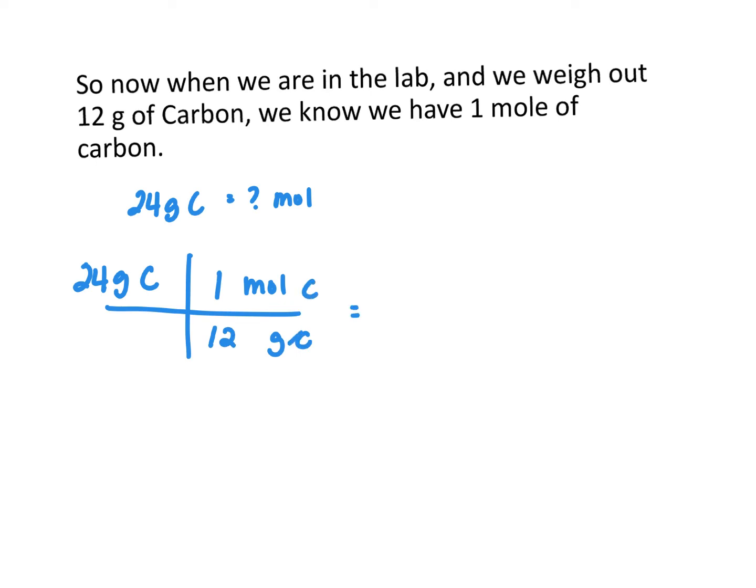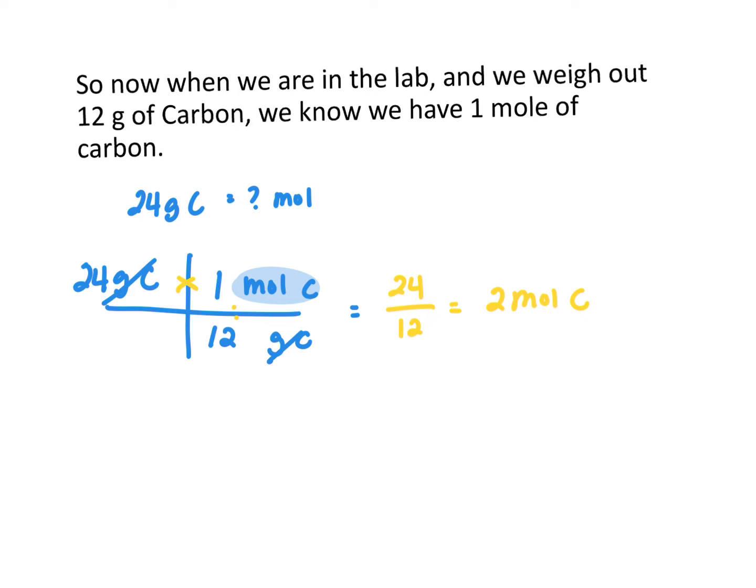So then once I'm done, I can cross cancel those out. I know I'm going to be left with moles, so I can continue. And just like before, I would multiply across, divide by the bottom. In this case, I have 24 divided by 12 to give me 2 moles of carbon.